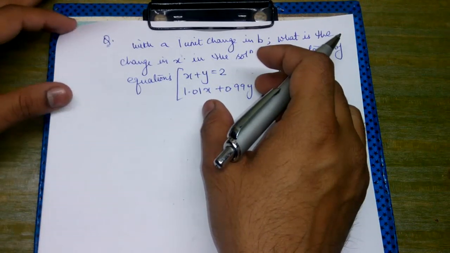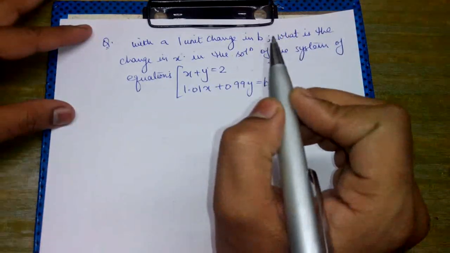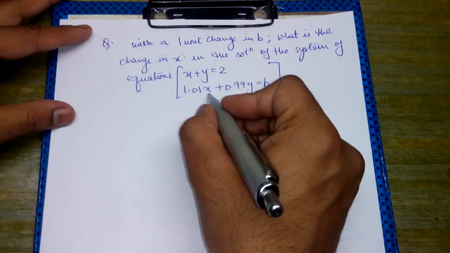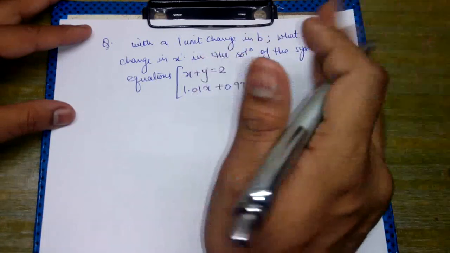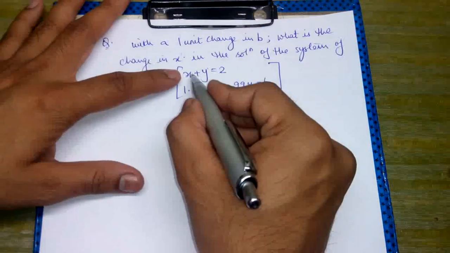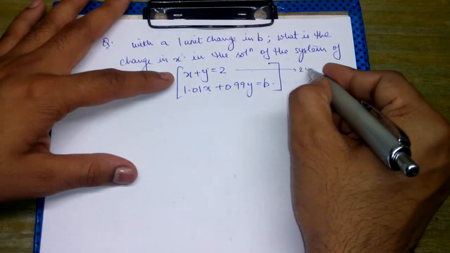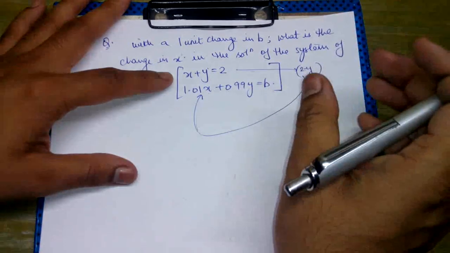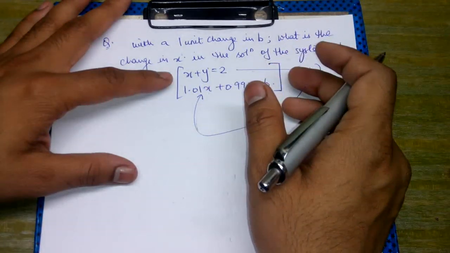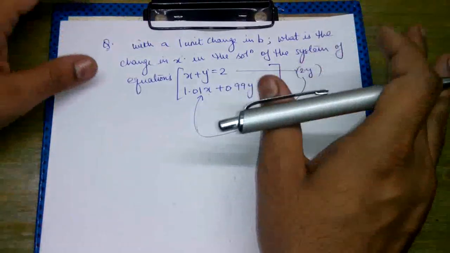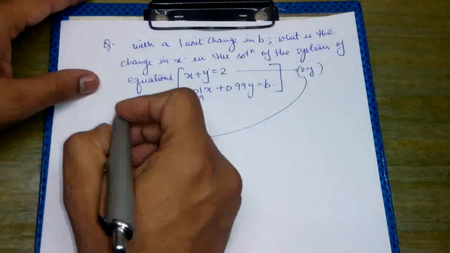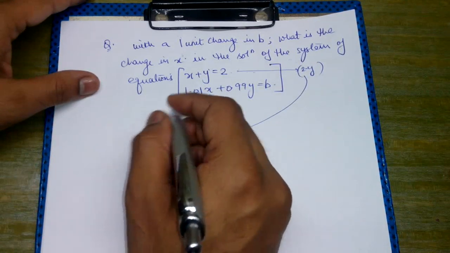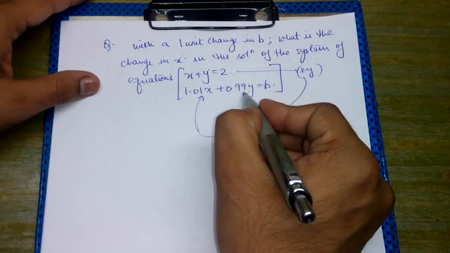Now we know how to solve these two simultaneous equations. We can either eliminate x or we can eliminate y. For example, the value of x from this equation would be 2 minus y. We will keep this value here and we will get the value of y. Or we can even eliminate y also. So we will multiply this equation by 0.99, and we will subtract it from the second equation.